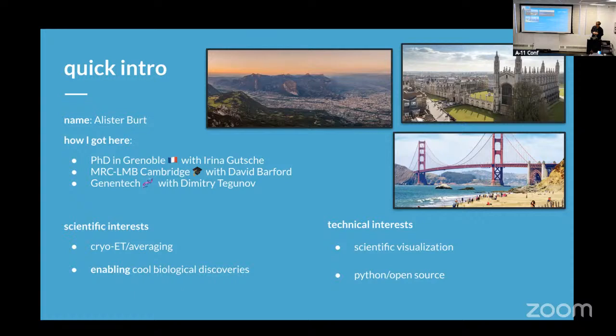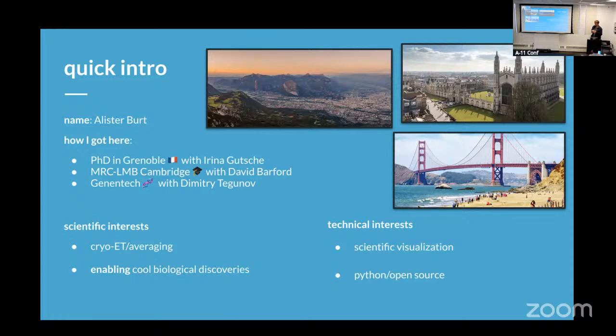I then moved back to the UK. I did a postdoc in Cambridge in David Barford's group. And then about 18 months ago now, I moved to Genentech, and I work with Dmitry Tegunov on Warp and M and then future iterations of this sort of software stack.